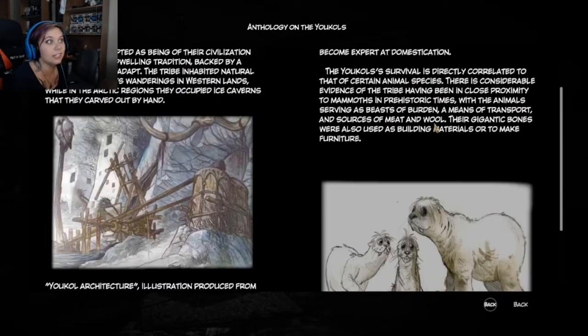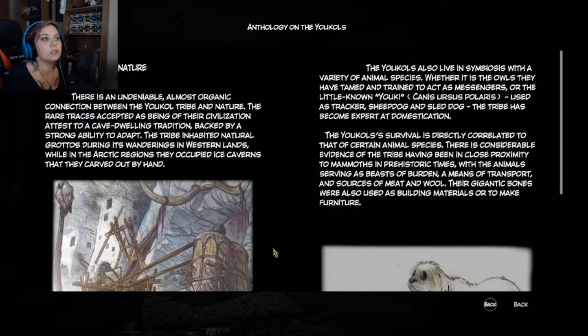Look, there's the Yukis! The Yukols also live in symbiosis with a variety of animal species. Whether it is the owls they have tamed and trained to act as messengers, or the little-known Yuki, Canis ursus polaris, used as tracker, sheepdog, and sled dog. The tribe has become expert at domestication.